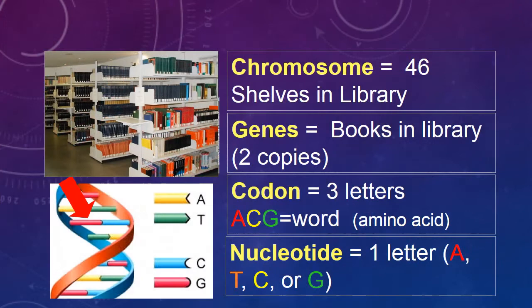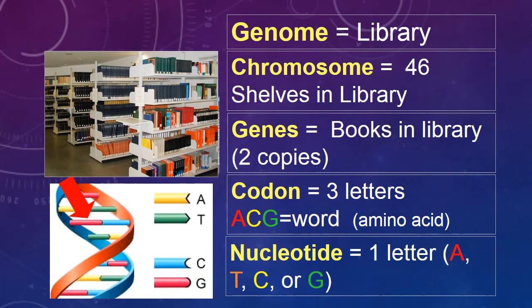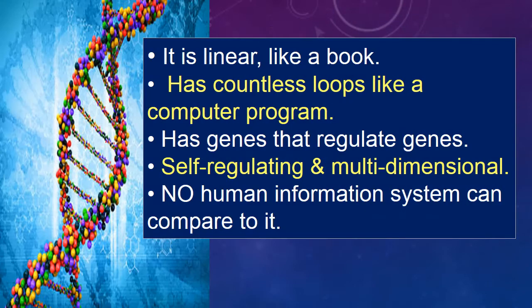And finally, we have what's known as the genome. That's the entire library of all shelves, of all books. That's what builds you. Now, this information, it is linear like a book. In other words, it's read A through Z. But it has countless loops like a computer program. It has genes that regulate other genes.